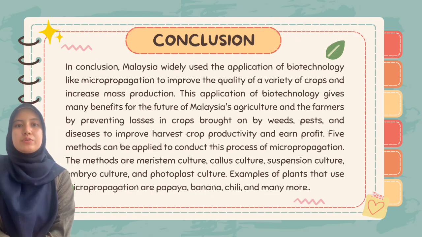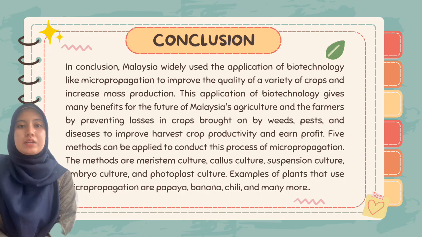In conclusion, Malaysia widely uses the application of biotechnology like micropropagation to improve the quality of various crops and increase mass production. This application of biotechnology gives many benefits for the future of Malaysia's agriculture and the farmers by preventing losses in crops brought on by weeds, pests, and disease to improve harvest productivity and earn profit. Five methods can be applied to conduct this process of micropropagation. The methods are meristem culture, callus culture, suspension culture, embryo culture, and protoplast culture. Examples of plants that use micropropagation are papaya, banana, chili, and many more.